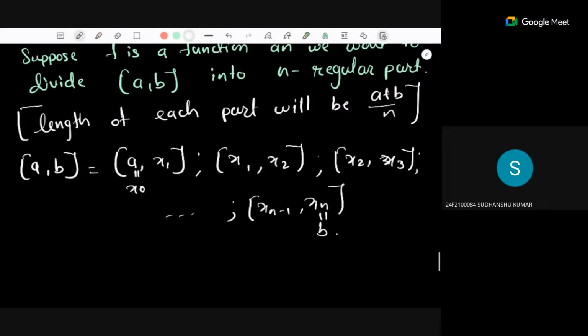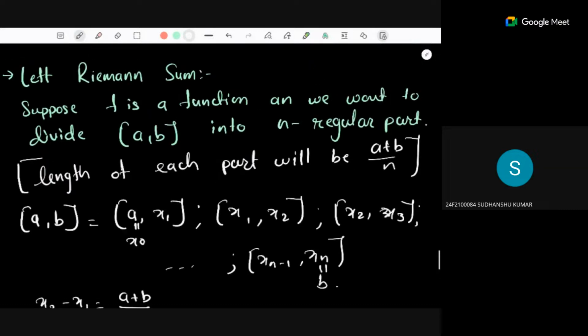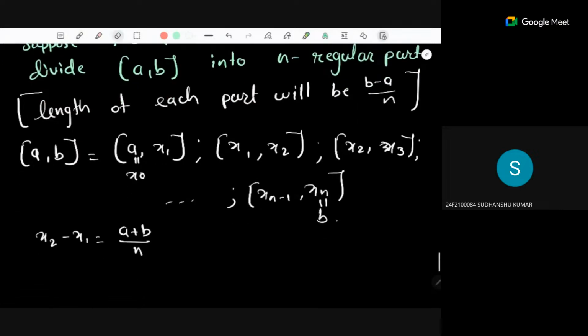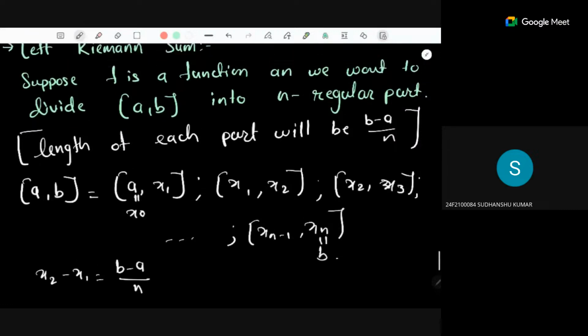So that means here the difference between x2 and x1, the length of each subinterval, is nothing but, oh sorry, b minus a by n. I have written this wrong. This is b minus a by n. I was thinking b minus a by n, but I wrote it down as something else.